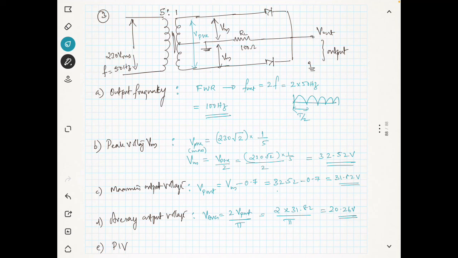And the peak inverse voltage is 2 times Vp out plus 0.7. So you will get it as 64.34 volt, okay. So this is how to solve this kind of problem. I hope this is clear to you, okay.